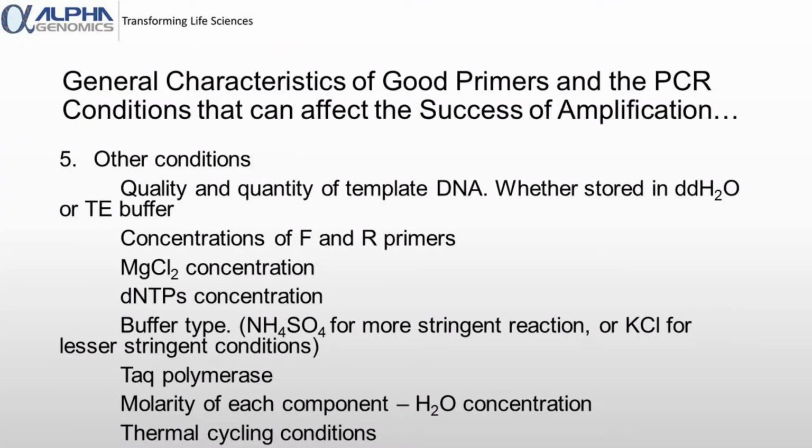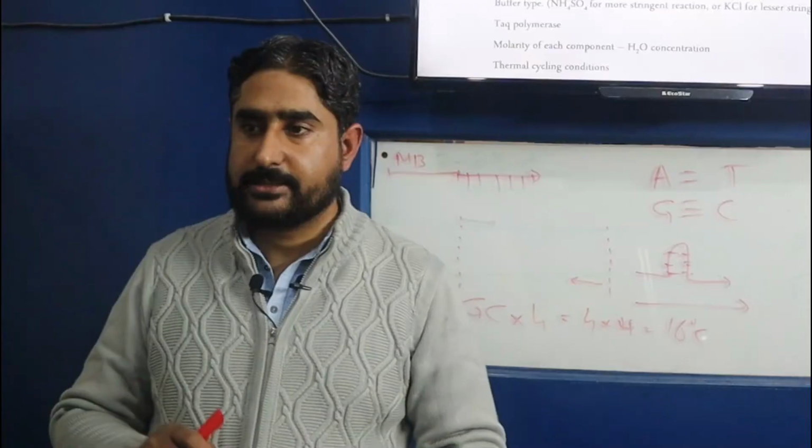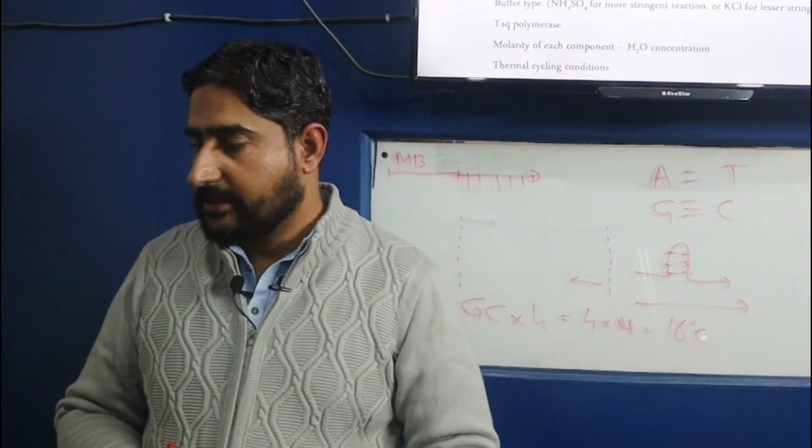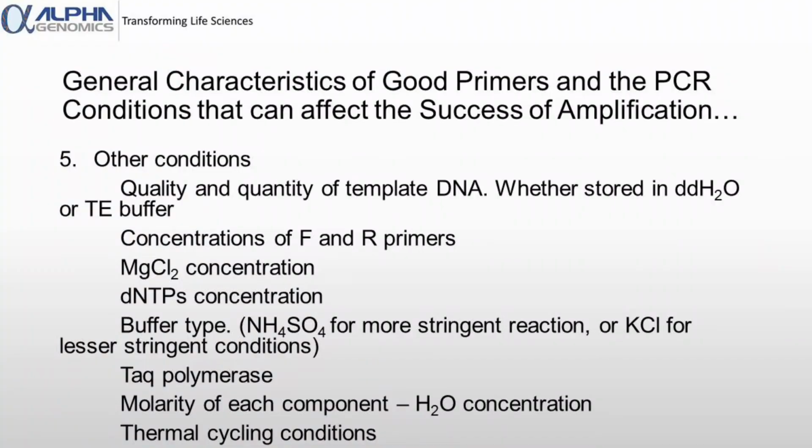And then we need to work around the molarity of each of these components in the PCR reaction, and for making these molarities we adjust the final volume with double distilled water. And then after making this mixture, we need to work on the annealing temperature or thermal cycling conditions for the PCR reaction.